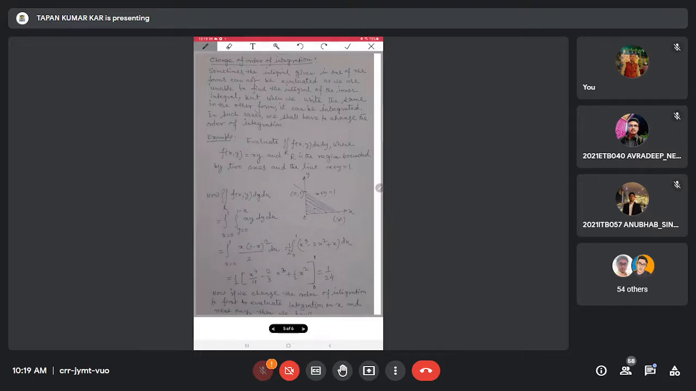Evaluate the double integral over R of f(x,y) dx dy, where f(x,y) equals xy, and R is the region bounded by the two axes and the line x plus y equal to 1.